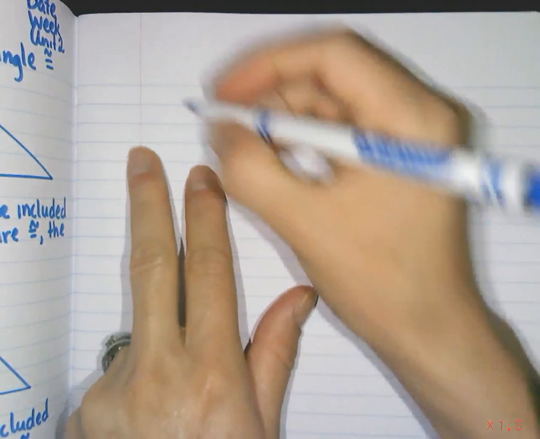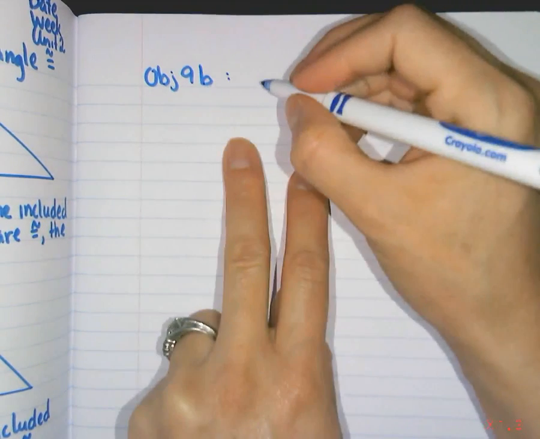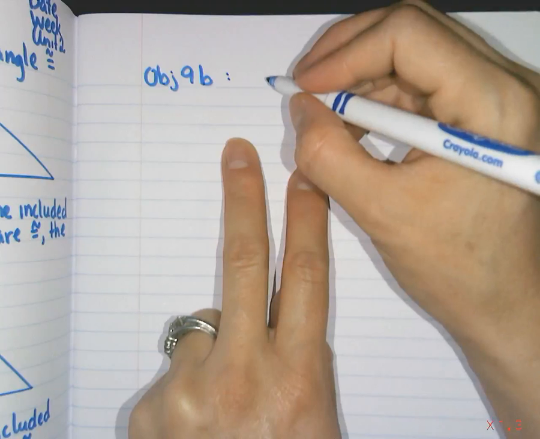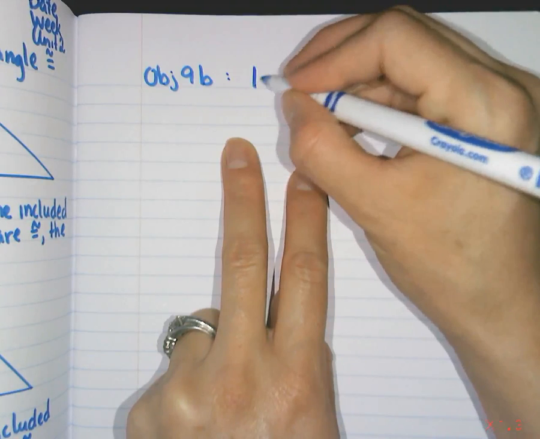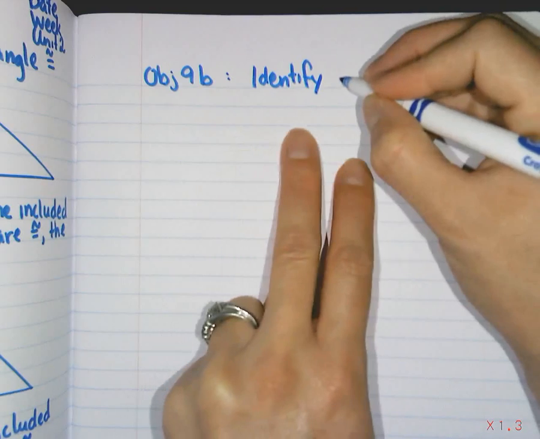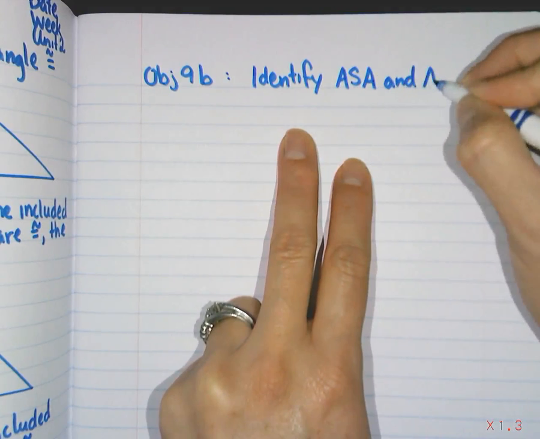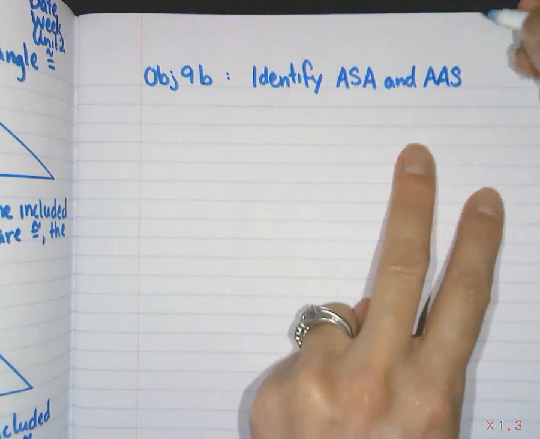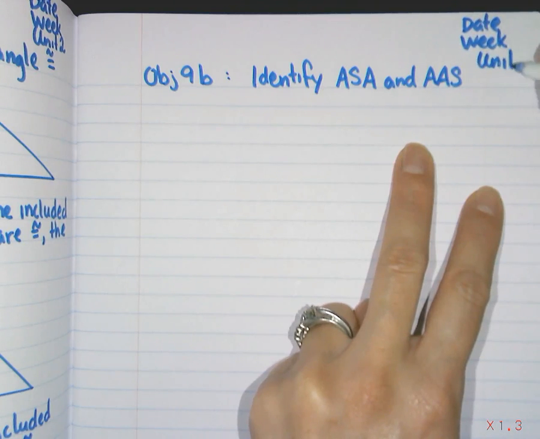So we'll continue with objective 9. This is video B. And we're still talking about angle, side, angle, and angle, angle, side. You'll probably do this on the same night as the first video A, but go ahead and date and week and unit just in case.